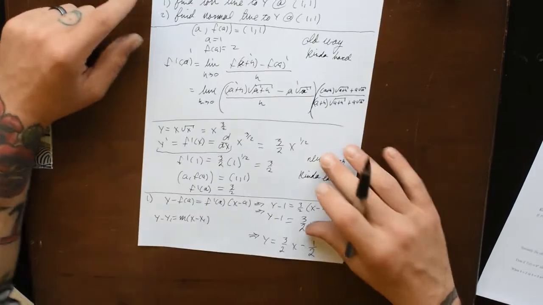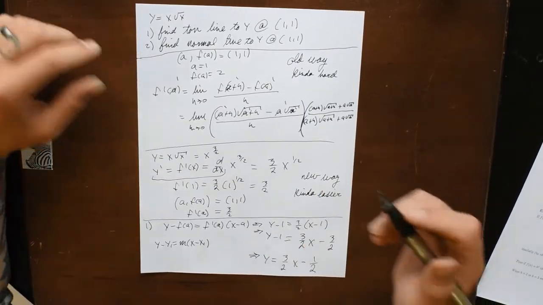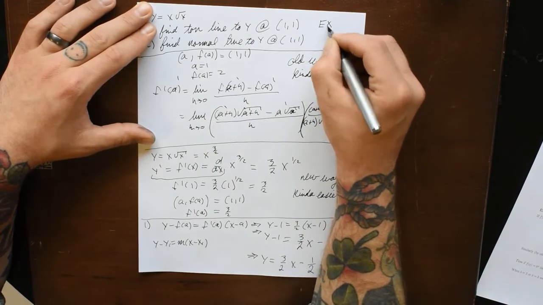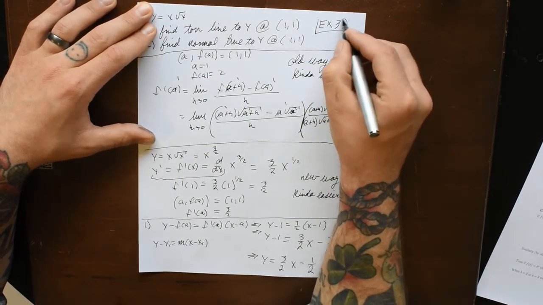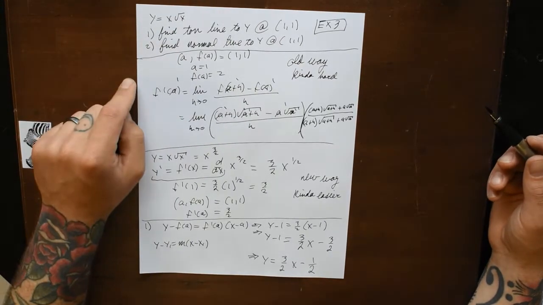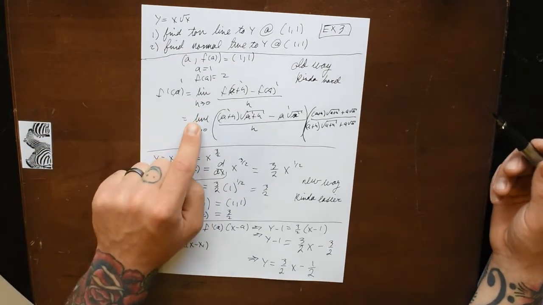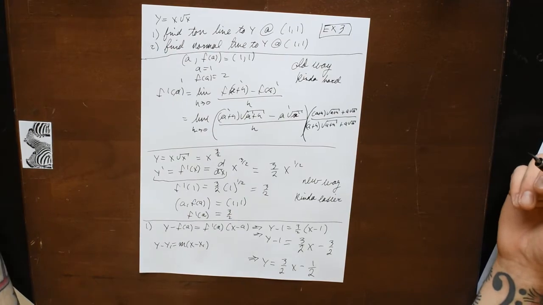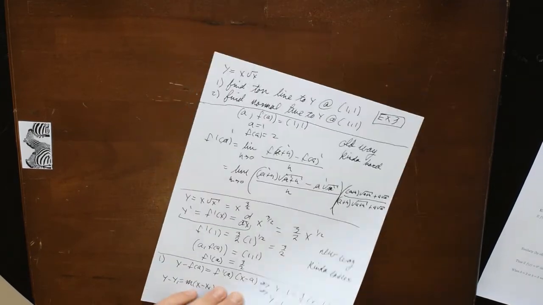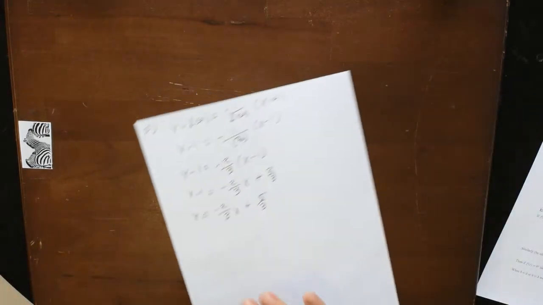But this whole example, this was example 3, for those who care to know. Example 3 was really to illustrate that we no longer have to use these limit definitions. Using the power rule will allow us to quickly take derivatives to find slopes of tangent lines, equations of tangent lines, whatever we need to do.